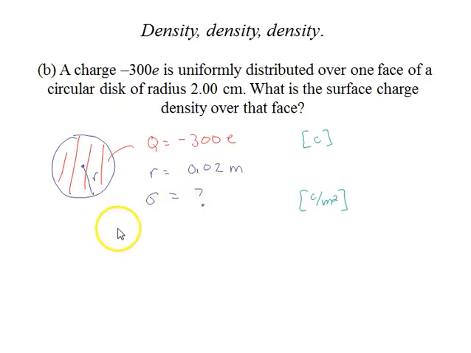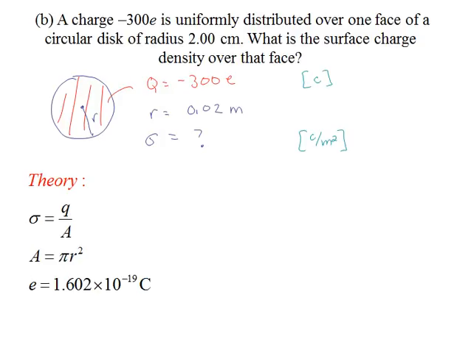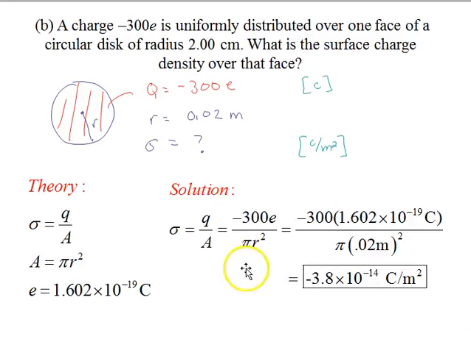If we look at an example of surface charge density, where we have the same excess of 300 electrons uniformly distributed over the face of this circular disk that only has a radius of 2 centimeters or 0.02 meters, we want to know what is the surface charge density, sigma, in Coulomb per meter squared. So that theory: sigma, surface charge density, is charge per unit area. The area of this circular surface is pi r squared, and the elementary charge is still 1.602 times 10 to the negative 19 coulombs. And then we find our solution by plugging in our numbers correctly, and we end up with a surface charge density of negative 3.8 times 10 to the negative 14 Coulomb per meter squared.